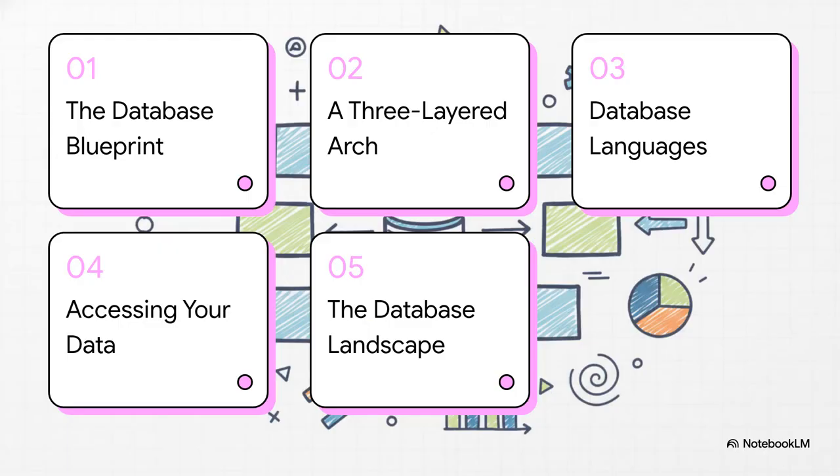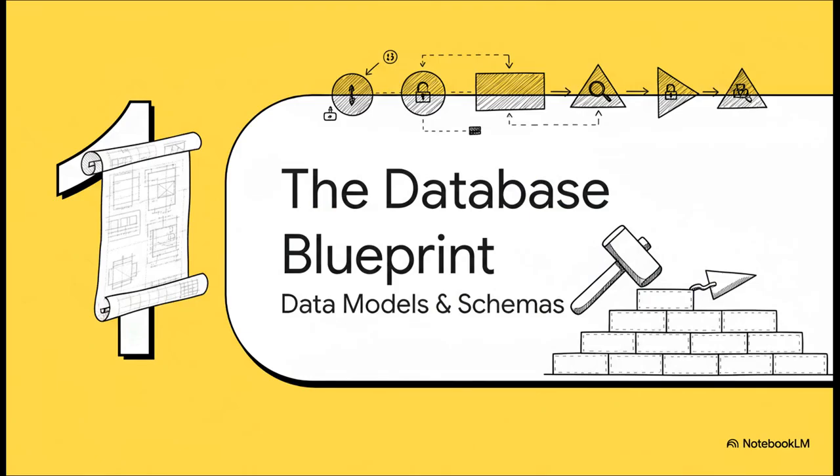So, here's our construction plan for today. We're going to start with the absolute core blueprint. That's the data models and schemas. Then, we'll look at the three-layered master plan that kind of governs the whole structure. After that, we'll learn the languages we use to build and manage the thing, see how users actually get in and access the building, and then, finally, we'll zoom out and admire the entire city of data skyscrapers we've all built.